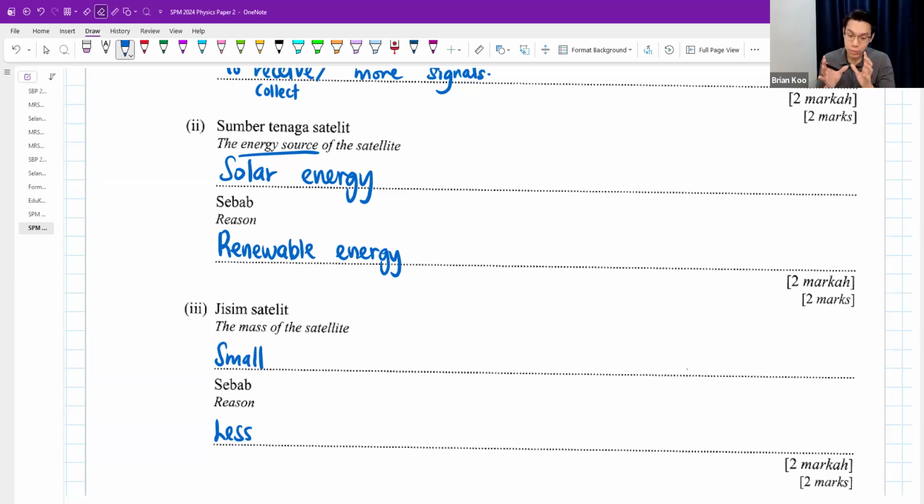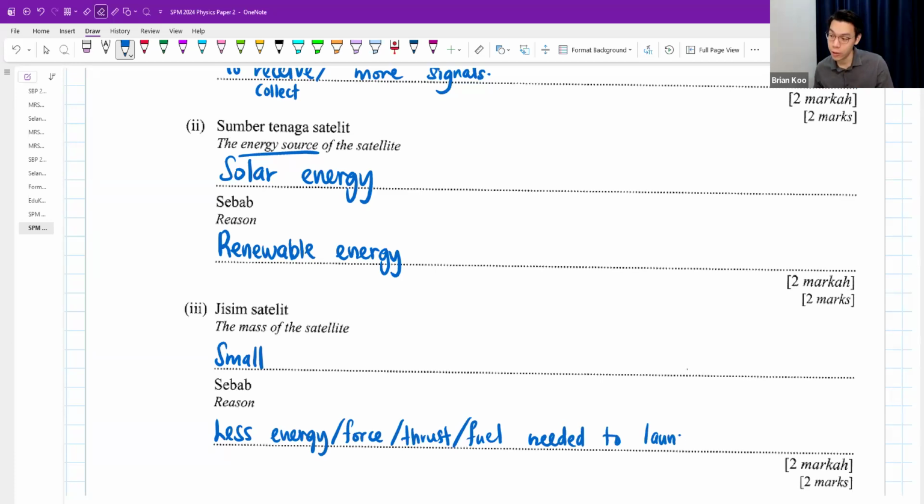But for you to push something lighter, it is always easier. It requires less force, less fuel, less energy, less thrust, right? Less energy can, less force can, less thrust can, less fuel also can, needed to launch the satellite.